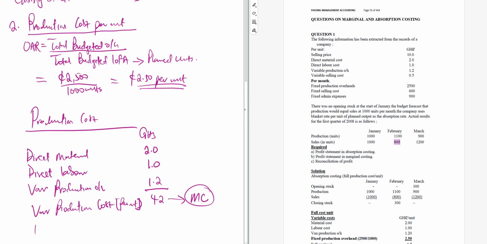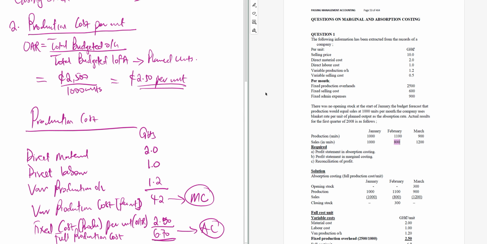Then we add our fixed cost per unit, our fixed production overhead per unit. And remember, this is what we use the OAR to find, and that was 2 cedis 50 pesos per unit. Now we add up 4.2 plus 2 cedis 50 pesos, which gives us 6 cedis 70 pesos per unit. Because this is our full production cost, we use it to value absorption cost and profit, and then stock.